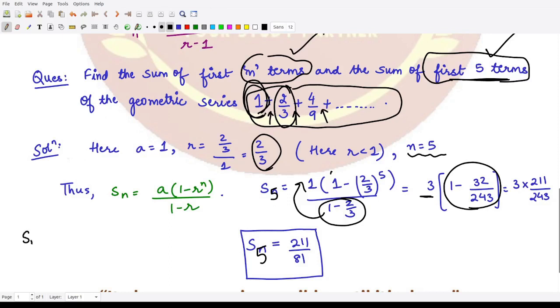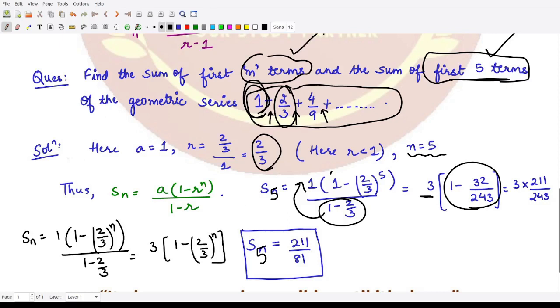What about Sn? Sn would be the value of a, which is 1, minus the value of r, 2 by 3, raised to power n, divided by 1 minus 2 by 3. So when you simplify this, the value of Sn would come out to be 3 times 1 minus 2 by 3 raised to power n, right? So basically we just substituted n is equal to 5 here in order to simplify and obtain the value of the first 5 terms of this geometric series.